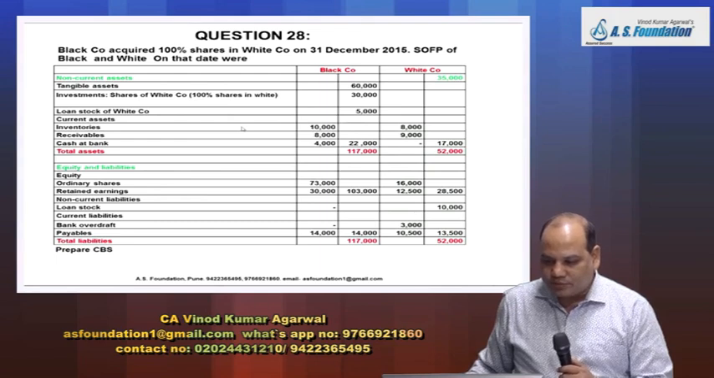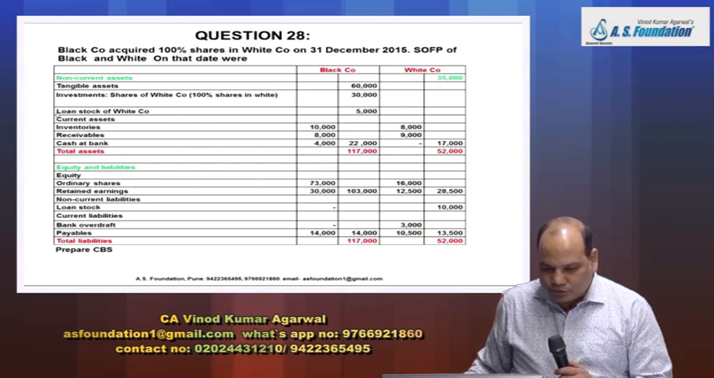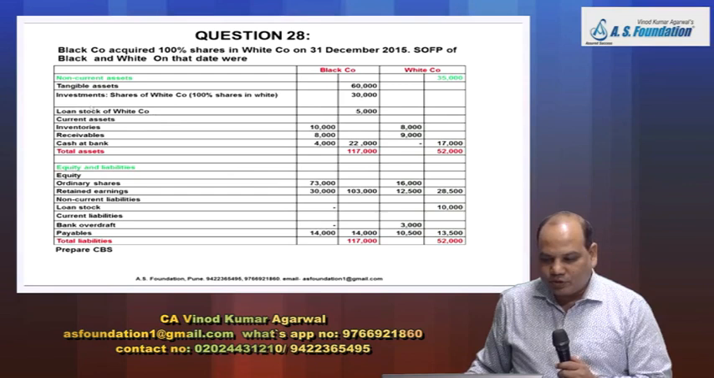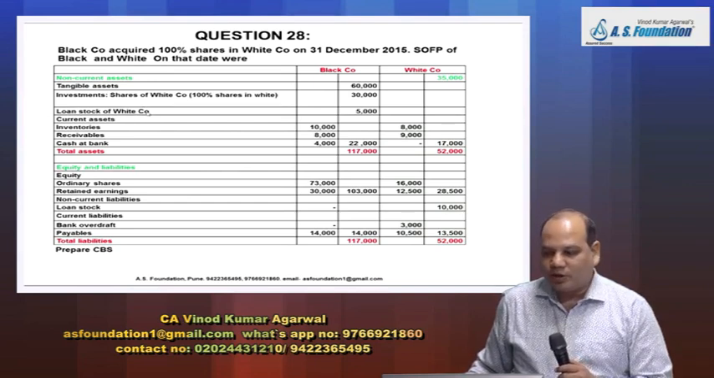Current asset. Under that inventory, receivable, cash. So first you tick mark this loan stock of white company. That means if there is an intercompany dues, then that we will eliminate while preparing the consolidated financial statement.